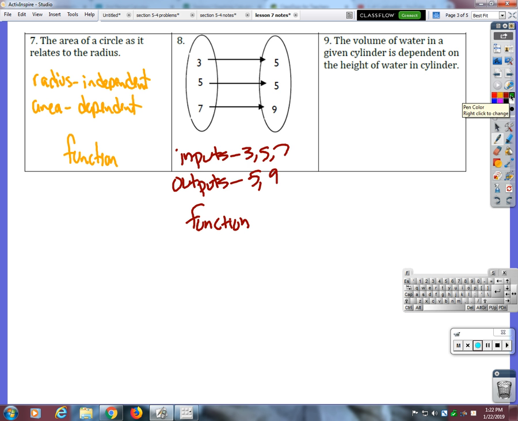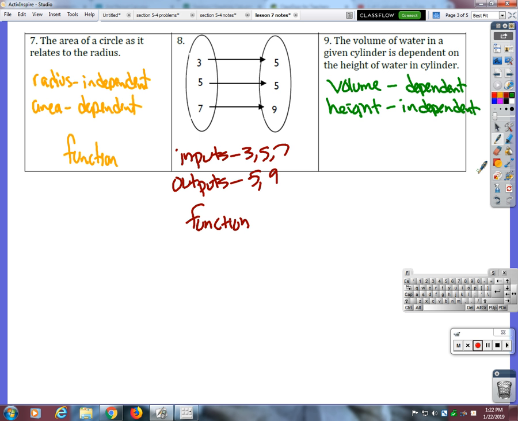the cylinder. So they're kind of giving you the words right there. The volume is dependent. It depends on the height of the water, which is independent. The volume of water in a cylinder depends on the height of the water. So the volume is dependent. The height is independent. Function, yes or no?